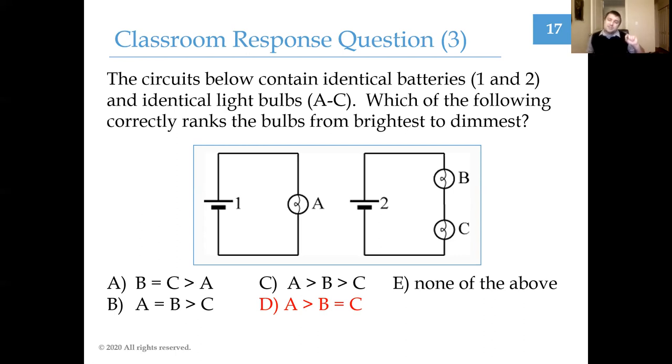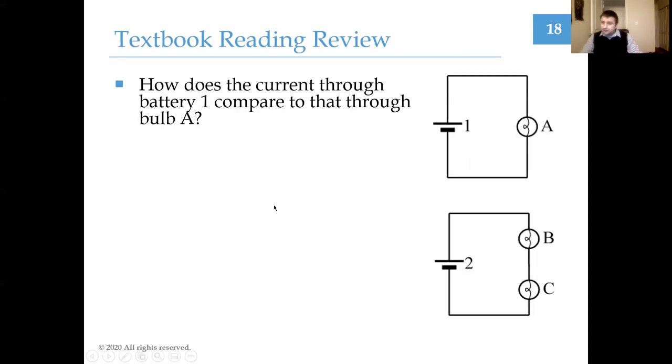But because there are more obstructions in the second circuit as compared to the first, there will be less overall current flow in the second circuit as compared to the first. Therefore, bulb A will be brighter. All right, let's try to hone that in a little bit more. Let me ask you a couple more questions about these circuits.